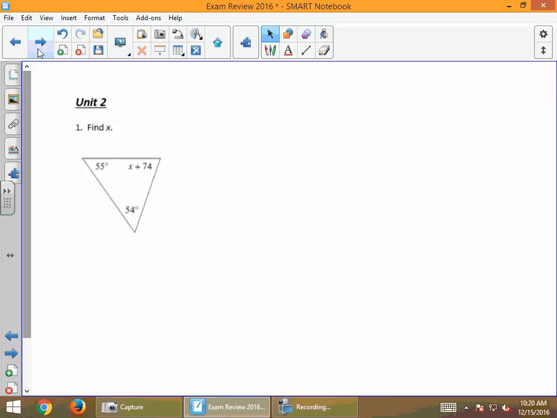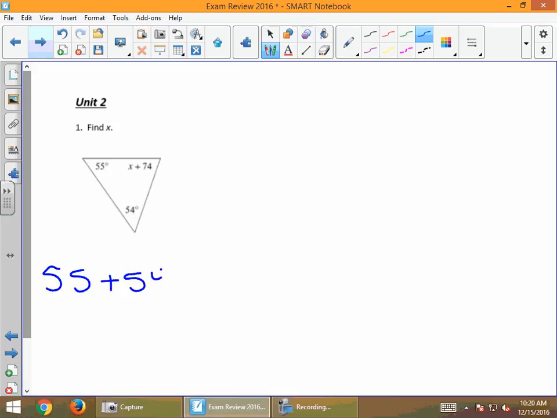Set, go! Unit 2, give it a flip. If we look at Unit 2, what do we know about all the angles of a triangle? What do they add up to? 180. Now we want to find x. What are we going to do with these three angles? Add them together. Set them equal to 180.